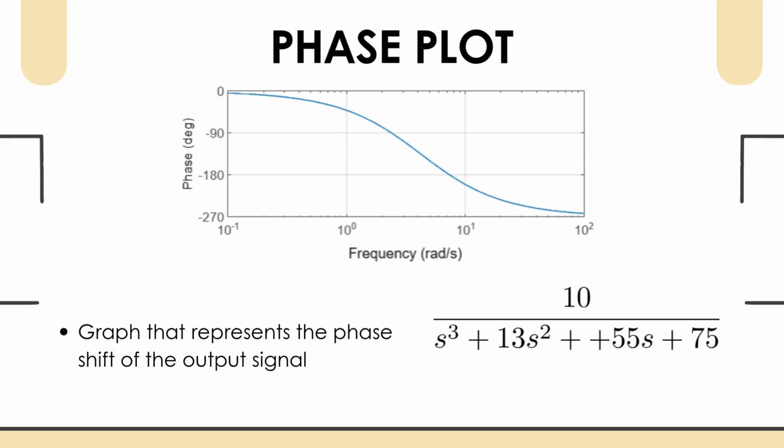The second one is the phase plot. This graph shows us the phase shift introduced by the system at each input frequency. The phase shift is measured in degrees or radians in this case and represents the angular difference between the output signal and the input signal. A positive value indicates in this case that the output leads the input, while a negative value indicates delay. Like the magnitude diagram, the horizontal axis in this case represents the frequency on a logarithmic scale too.